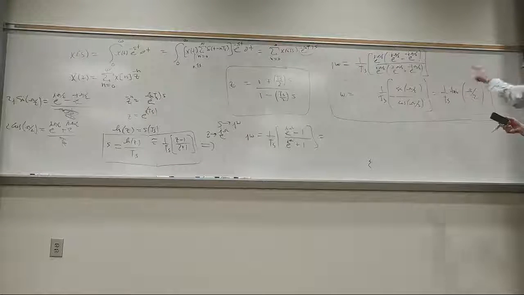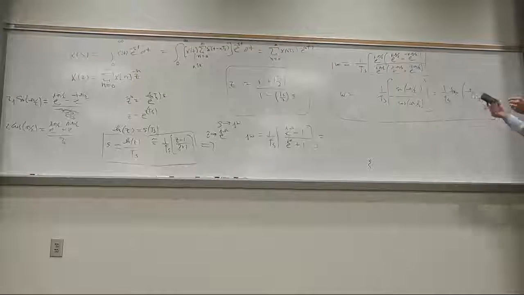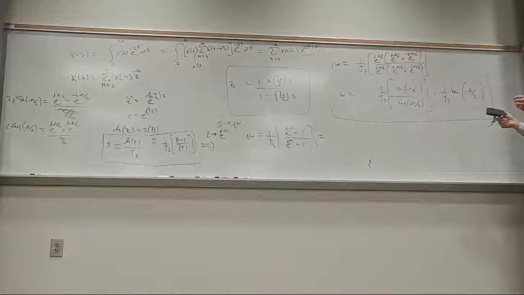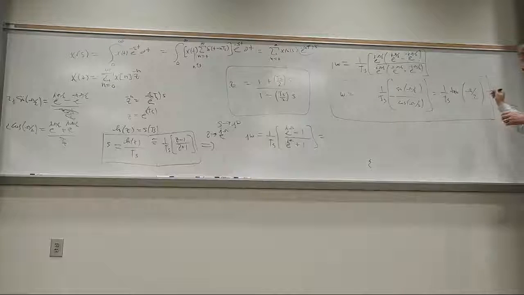That means omega can be replaced by 1 over TS times tangent of omega over 2 in the continuous time frequency. Take the H of s, turn s into j omega, and then replace it by this, and you've got something that you can use for digital filtering. And that's just a tangent function. I'm going to do an example too if I have time.